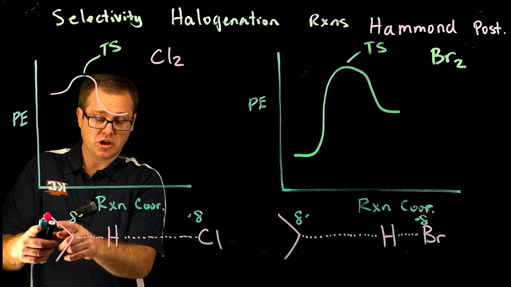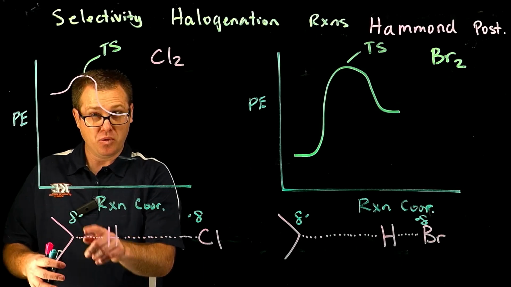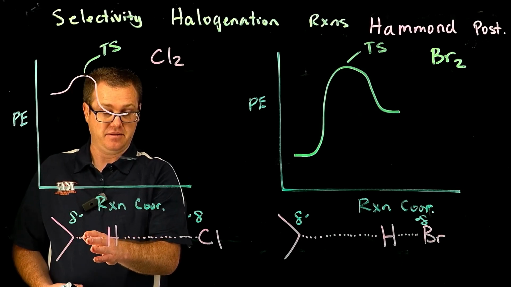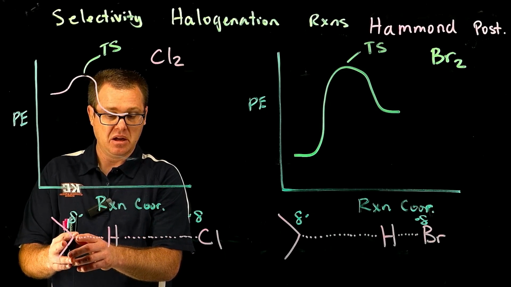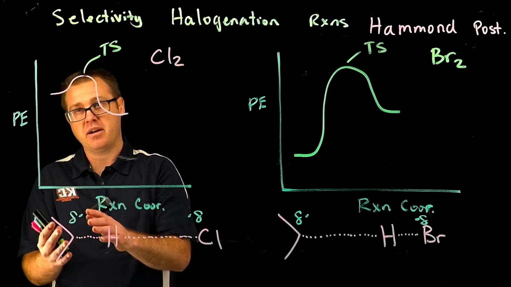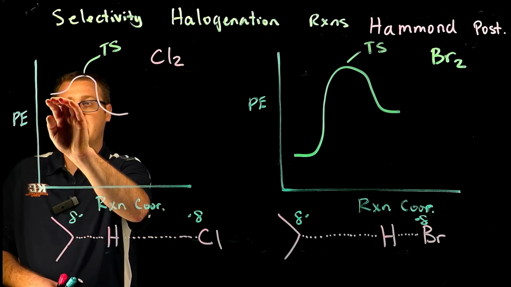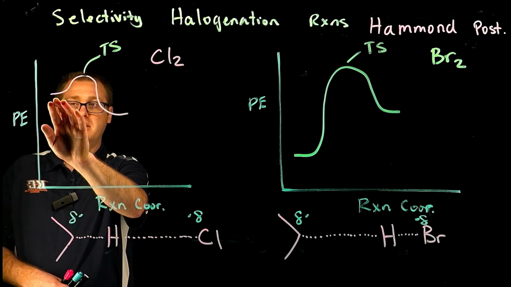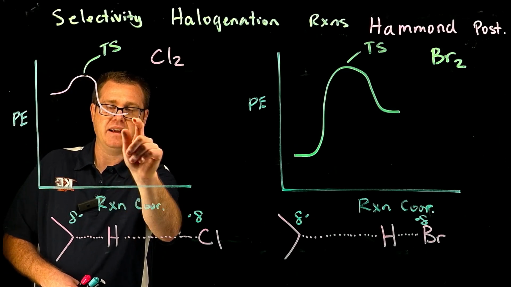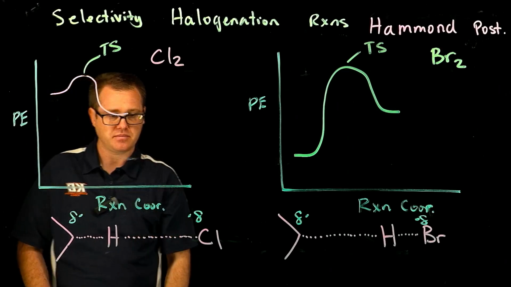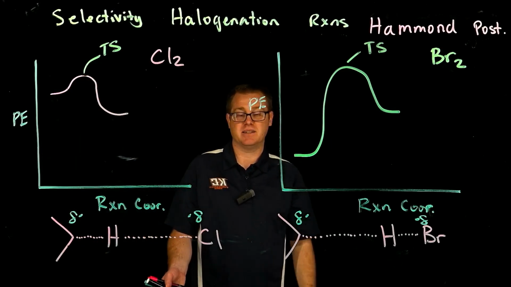But because this is not so radical, it basically can go between. It's not very selective. Because it's not so much radical, it could be secondary or primary, and it's not that big of a deal because the transition state looks more like our starting material, which isn't radical. It's radical over here at the intermediate. And so that's Hammond postulate in practice.